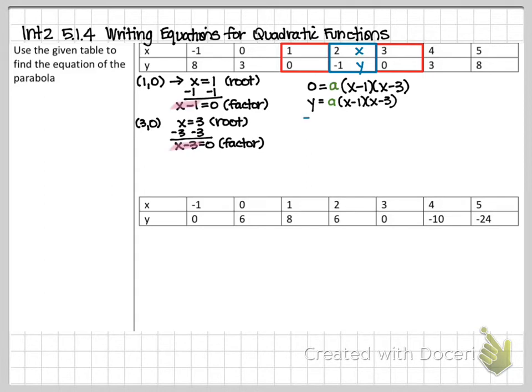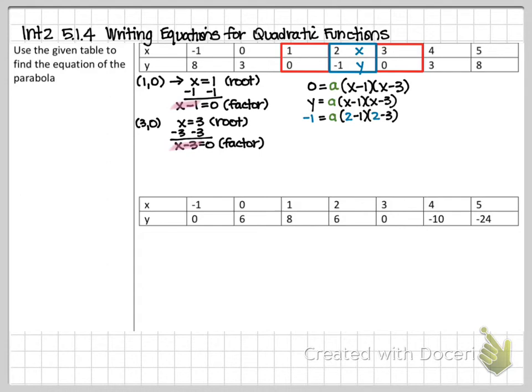So the y was -1, so I'm just going to replace all these. The x is 2, so everywhere I see an x, I'm going to plug in a 2. And then I'm just going to drop everything else down. I'm going to drop down the equal sign, the a and the parentheses, the -1 and the parentheses, and the -3. If you take a look at this, the only thing I don't know is a. This is good. This is going to give me an opportunity to actually figure out what a is.